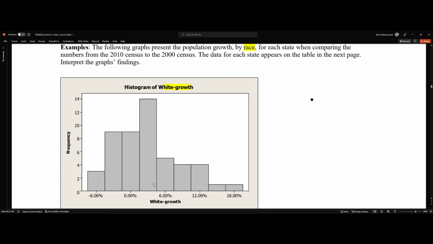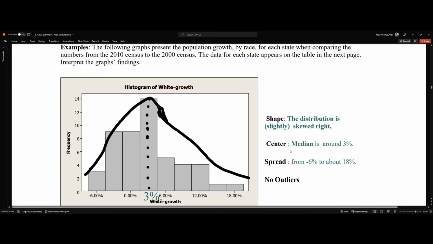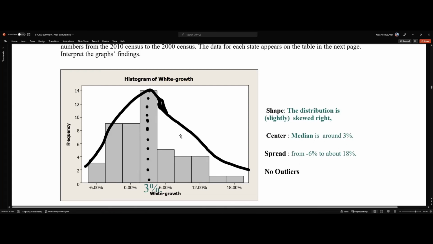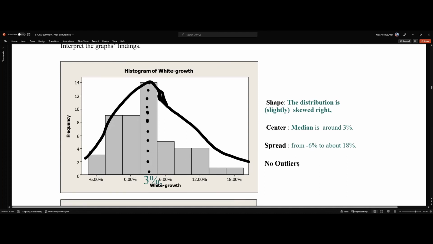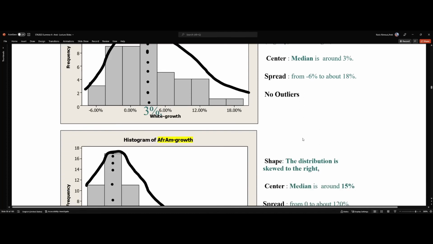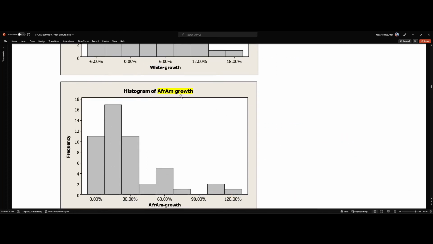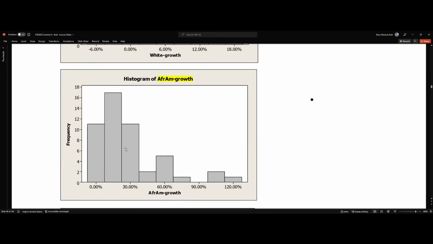And we can see the average, the mean, is around 3%, and the spread is clear. It starts from -6% up to 18%. So it will look like this. The median is around 3%. When the distribution is skewed, it's better to use the median as the measure of center. It's skewed to the right, no outliers. It's clear.